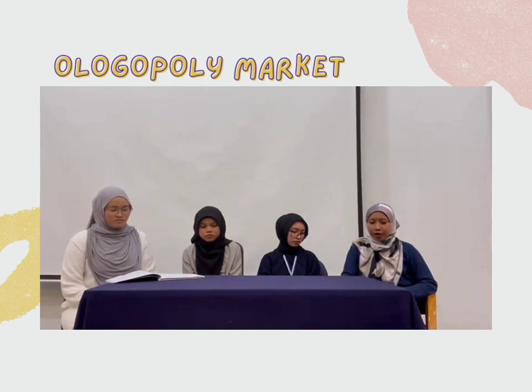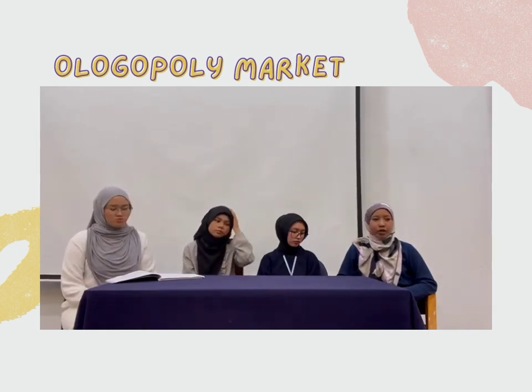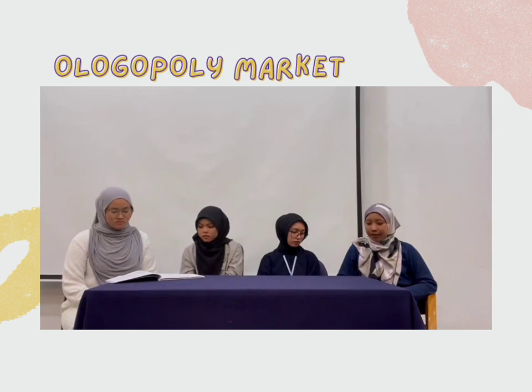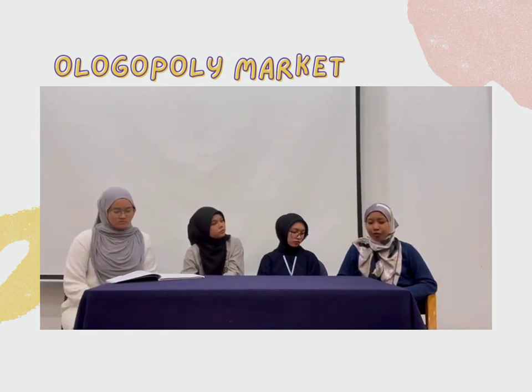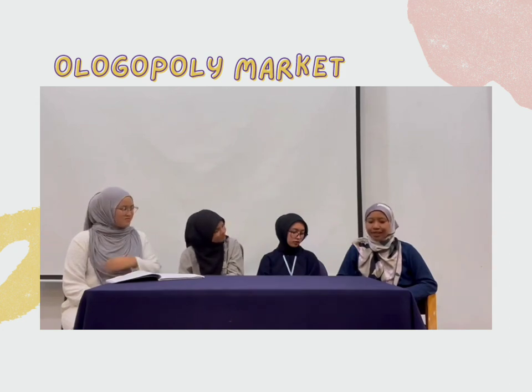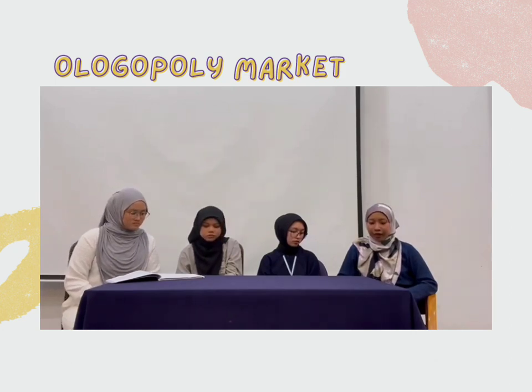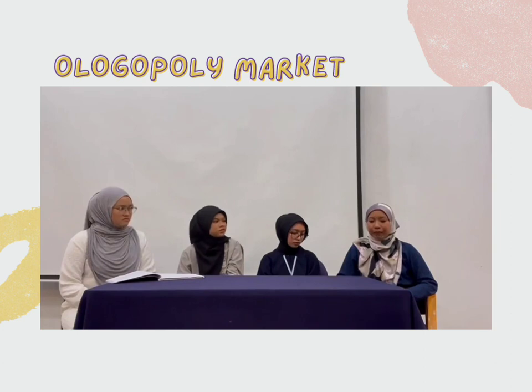Second, homogeneous or differentiated product. A product sold under oligopoly can be either a homogeneous or differentiated product. For example, cement or electrical appliances produced by one firm are identical to another firm's. Similarly, oil sold by Malaysia is identical to the oil sold by Middle East countries such as Iran, Saudi Arabia, and Kuwait. On the other hand, automobiles produced by major automakers are different in terms of design, technology, performance, and prices.